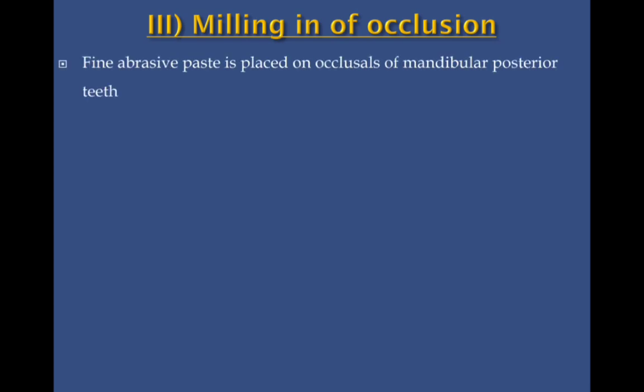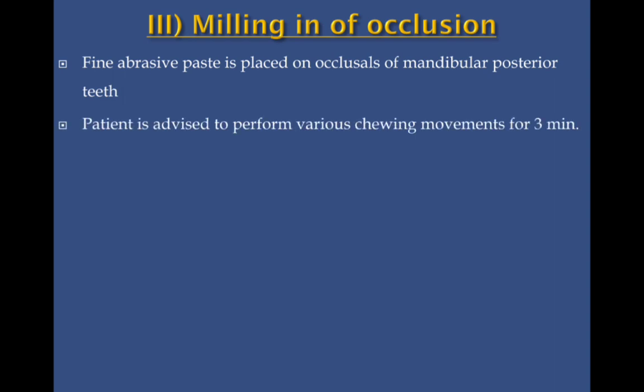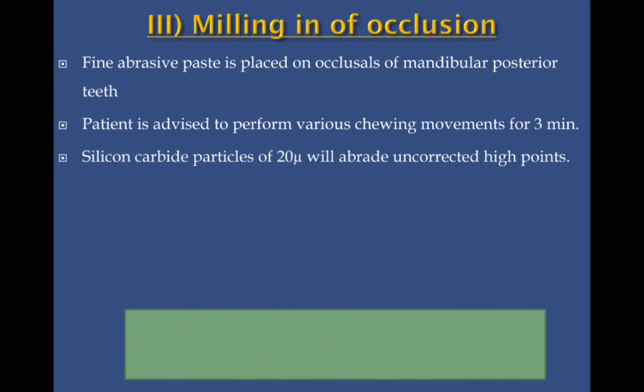Third one is your milling in occlusion. This is the last step of a selective grinding procedure. Here we are going to use a fine abrasive paste which is placed on the mandibular posterior teeth. After this paste is placed on the teeth, the patient is asked to do mandibular movements, various chewing movements are performed, and this is done for roughly 3 minutes. A silicon carbide paste of 20 microns is used as an abrasive agent over here.